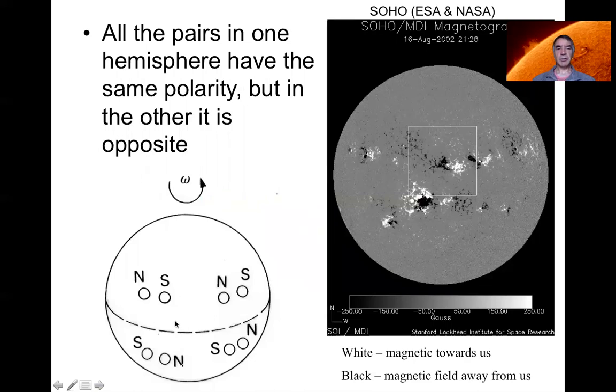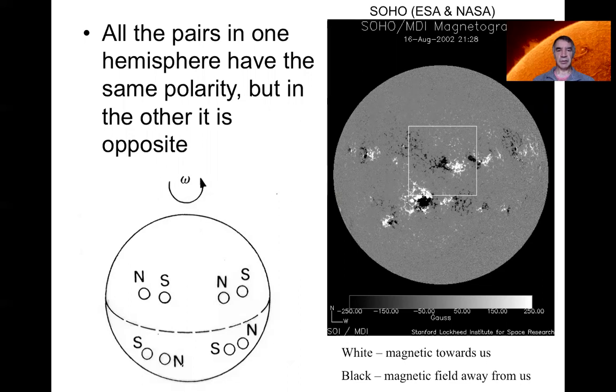If you take a snapshot of a bunch of sunspots at any one time, obviously this is just a schematic showing you the kind of idea. Here's the rotation axis of the sun again, so spots will be rotating around like this, like I showed in the movie earlier. But if you look at the sunspots in the northern hemisphere, the upper hemisphere, let's call it that, you'll find that all the sunspots have exactly the same pattern in terms of the polarity of their bipolar pairs.